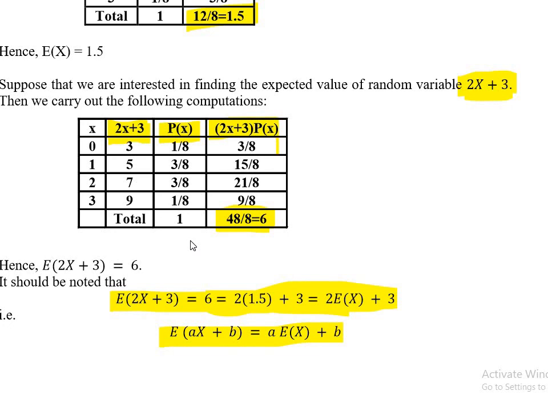Next time, in the next video lecture, I will discuss continuous random variables. All right, so discrete random variables are done.